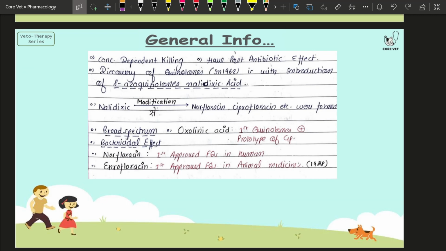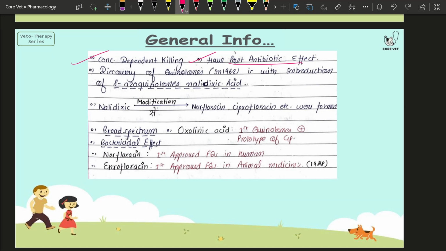Likewise, in the very first lecture, we had discussed that the fluoroquinolones show concentration dependent killing, right? What does it mean? It means if you increase the amount or the concentration of the fluoroquinolones, it will be more effective against the bacteria. So the killing property will increase if you increase the concentration of the fluoroquinolones. Likewise, we had already discussed that the fluoroquinolones show the post antibiotic effect, right?